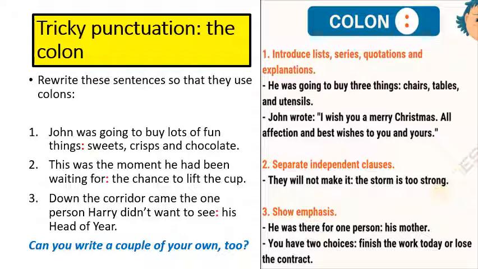Number 2 and number 3 work very similarly. We've got a phrase that kind of leads us into thinking what's going on, what's happening. The moment in number 2 that he had been waiting for. What is the moment? The chance to lift the cup. And then for number 3, his head of year was the one person that Harry didn't want to see coming down the corridor. So one side of that colon kind of answers the other side.